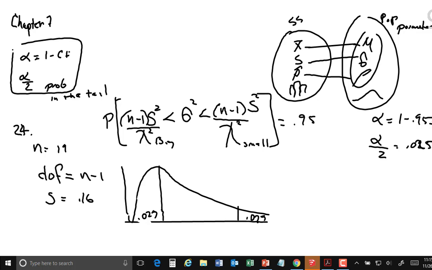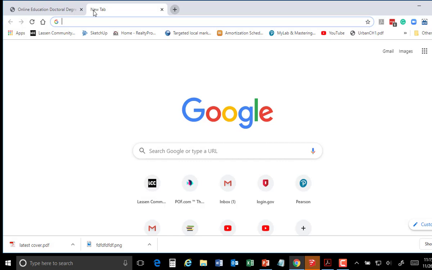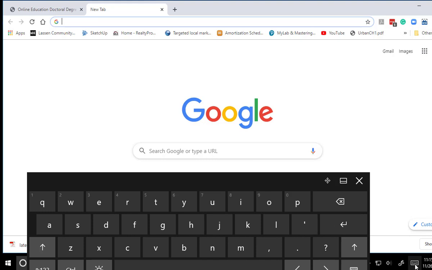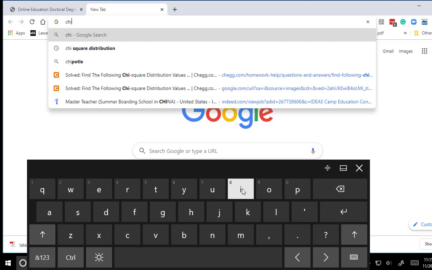Chi-square table. Let me see if I go back. I thought I had it here. Normal T distribution. Oh, okay. I thought I had it saved. So this is how you spell chi, like that. Chi-square distribution.